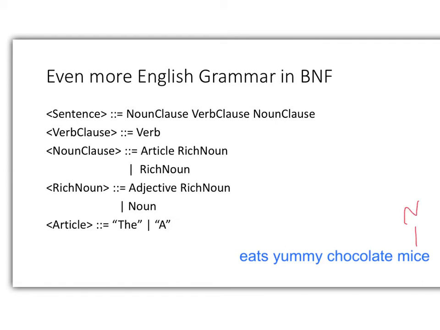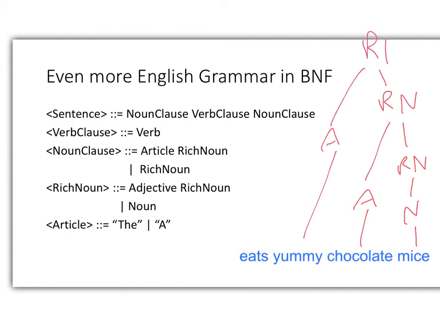Mice is a noun, which is also a rich noun. Chocolate is an adjective. An adjective and a rich noun makes a rich noun. Well, chocolate doesn't have to be an adjective, but I'm using it as an adjective in this particular context. Yummy is an adjective. An adjective and a rich noun makes another rich noun. A noun clause can just be a rich noun. And then we get the rest of the sentence.